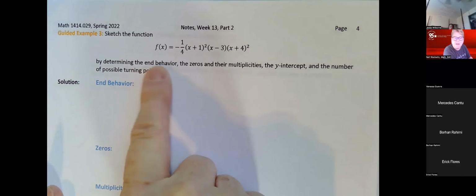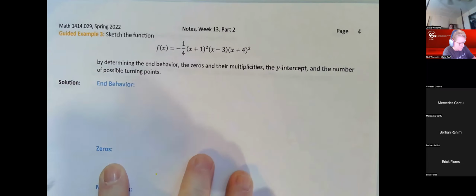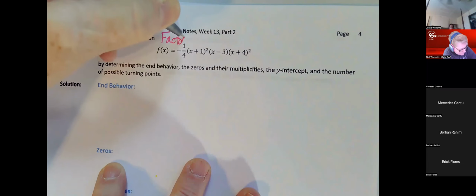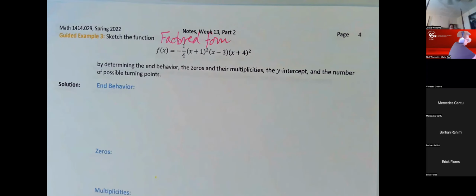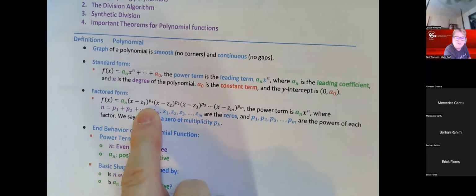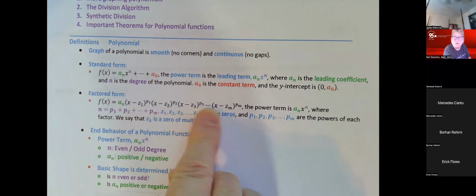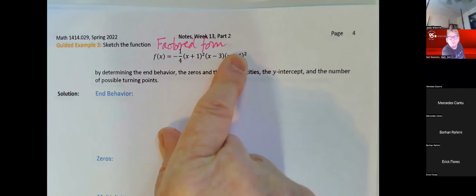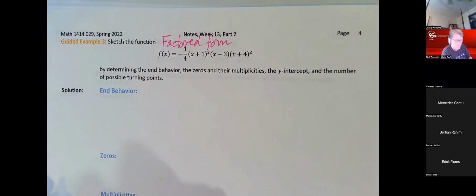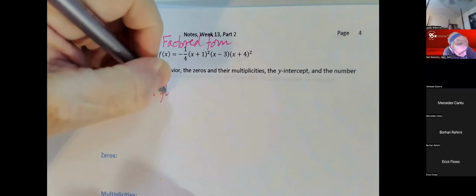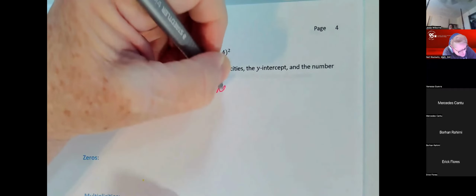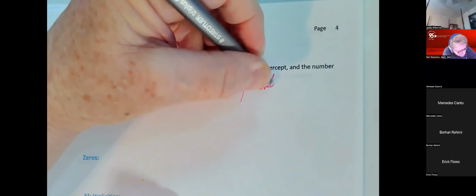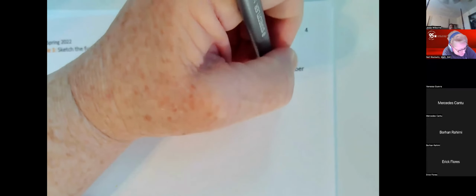To find the end behavior with factored form. How can I tell that this is factored form? Factored form, everything is multiplied. And here I see everything is multiplied. To find n, we're going to add the exponents on each factor.